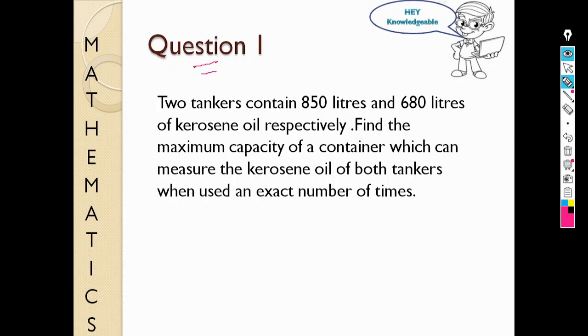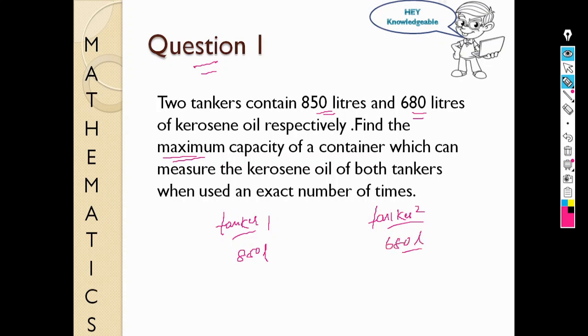Two tankers contain 850 liters and 680 liters of kerosene oil respectively. Find the maximum capacity of a container which can measure the kerosene oil of both tankers when used an exact number of times. So we have two tankers. There is tanker 1 and there is tanker 2. The capacity of tanker 1 is 850 liters and the capacity of tanker 2 is 680 liters.